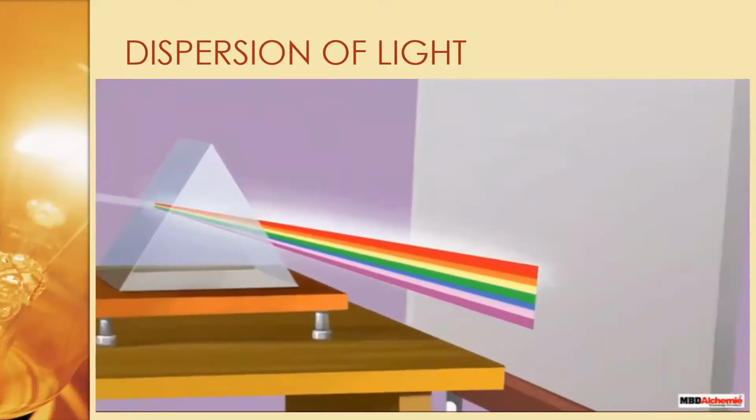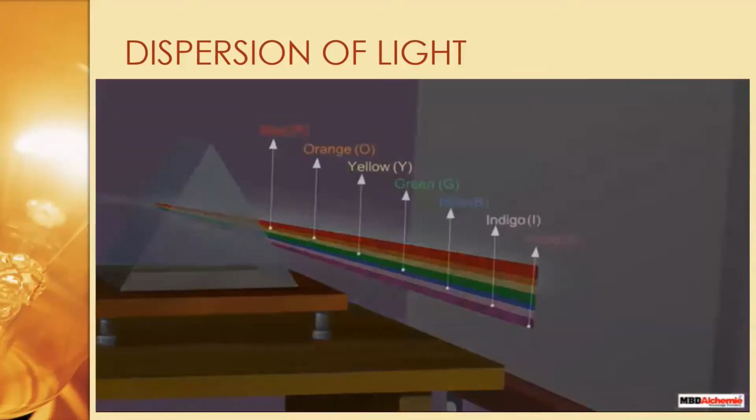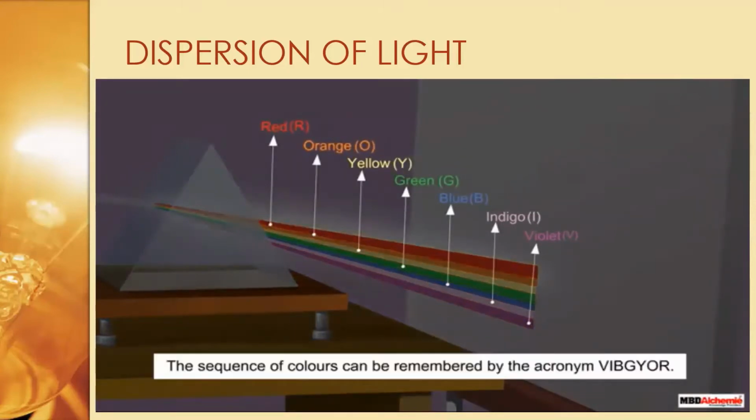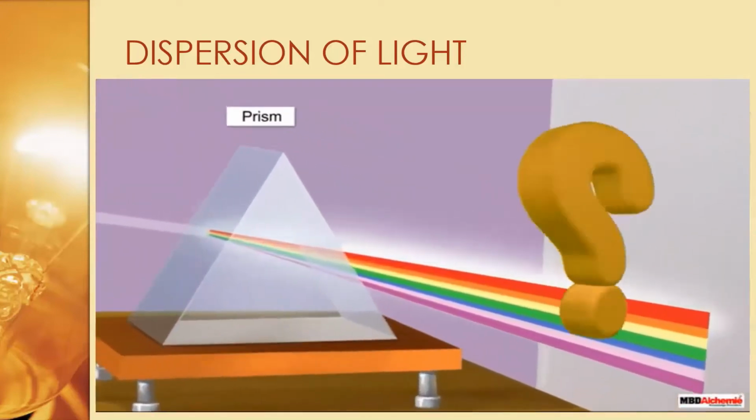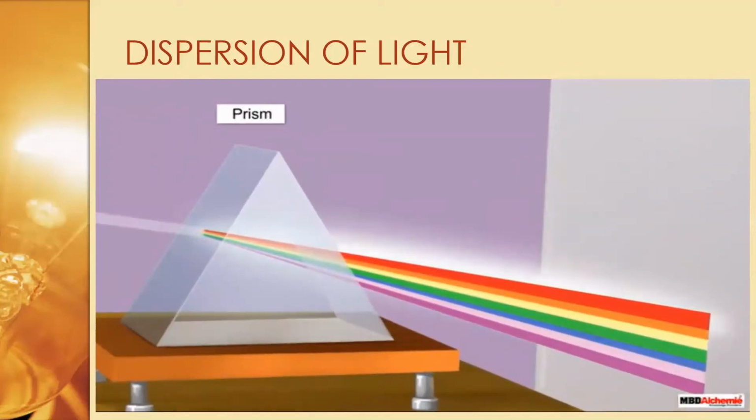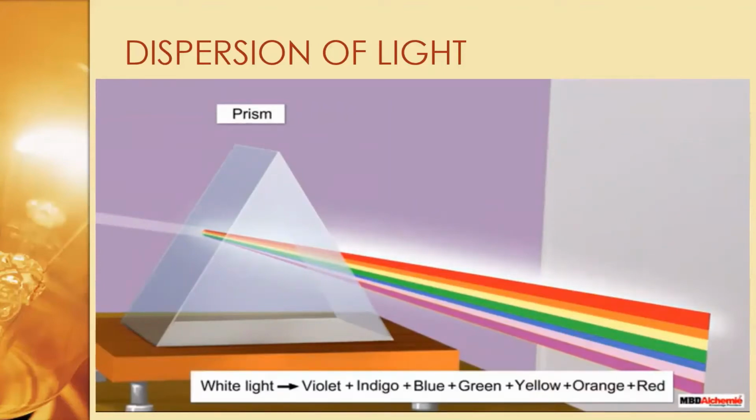If you look at these colors of the band from the bottom, they are in the order violet, indigo, blue, green, yellow, orange, and red. This sequence of colors can be remembered by the acronym VIBGYO. The light coming from the sunlight was white light. Are you wondering from where this beautiful band of colors appeared? Actually, the white light consists of 7 colors, namely violet, indigo, blue, green, yellow, orange, and red, which we saw as the band of colors.